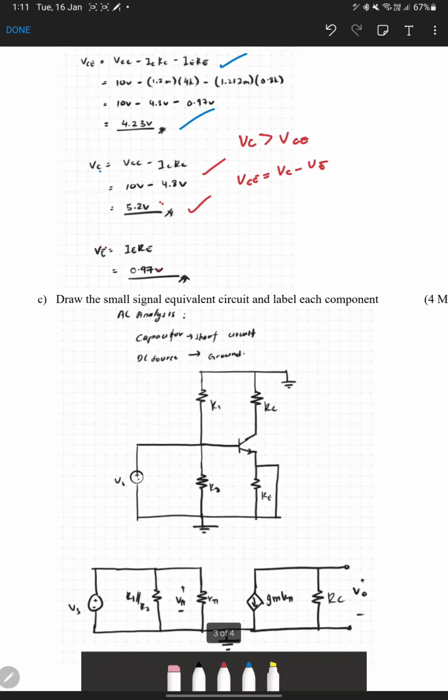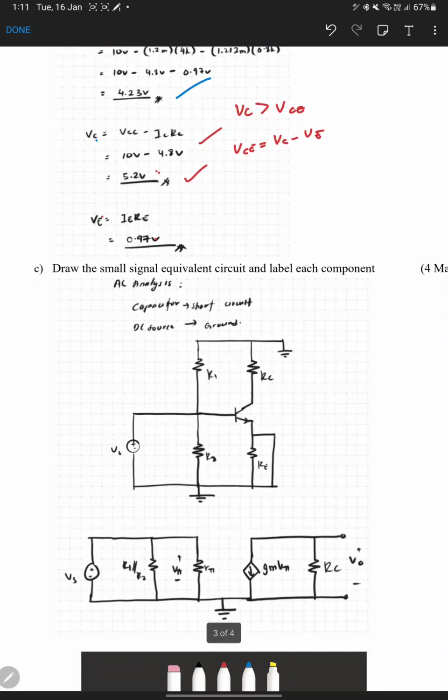The third question asks us to draw the small signal equivalence. So once you say the small signal equivalent is represented as AC analysis. So in AC analysis, a capacitor, we need to short it, and this DC source we are going to ground. So our source VCC we ground, a capacitor will be short. Right?